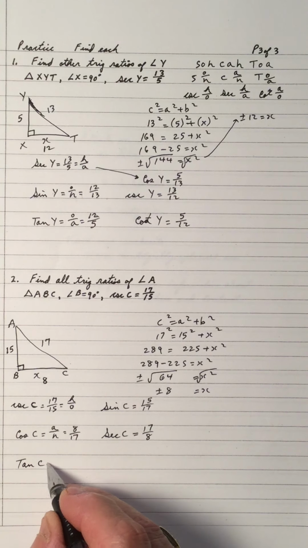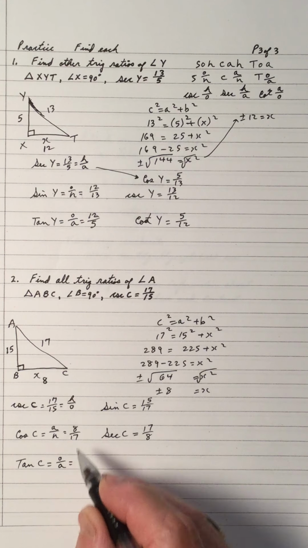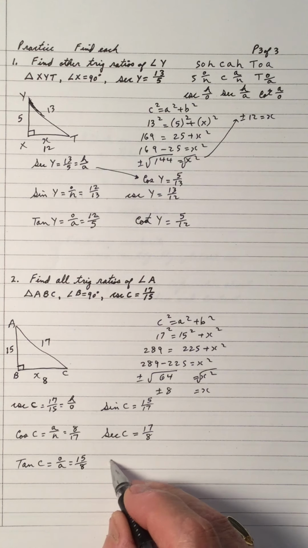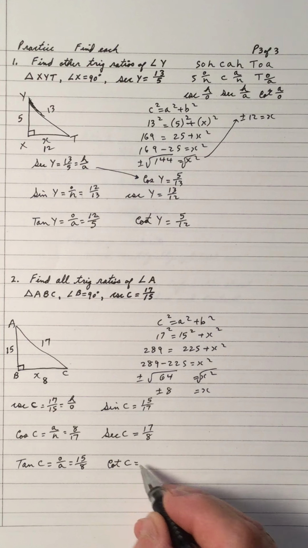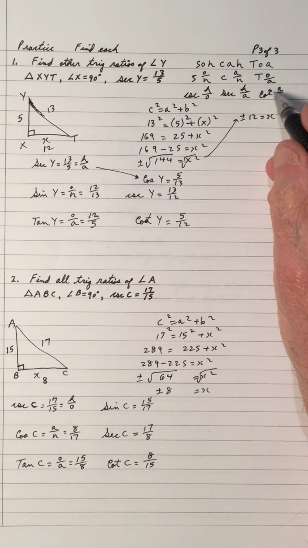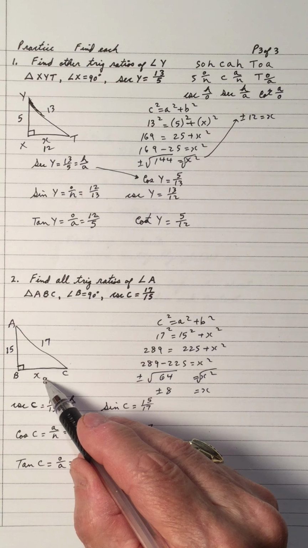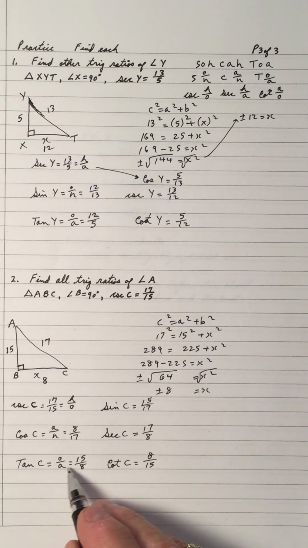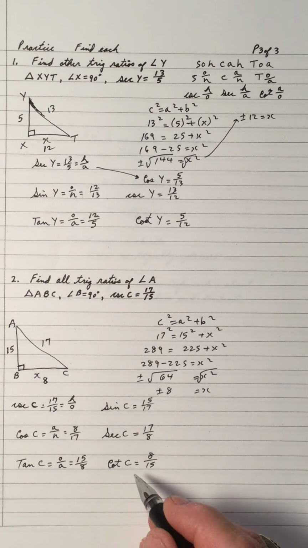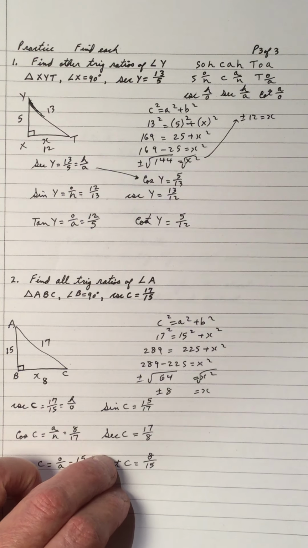And the tan is opposite over adjacent for angle C. Opposite is 15 over adjacent, 8. So the reciprocal of tan is cot of angle C. The reciprocal is 8 over 15. Or cot is adjacent over opposite. And in angle C, adjacent is 8, opposite is 15. So notice you can do the reciprocal or work out what it says for each. And that's working out all the trig ratios when you're given one.